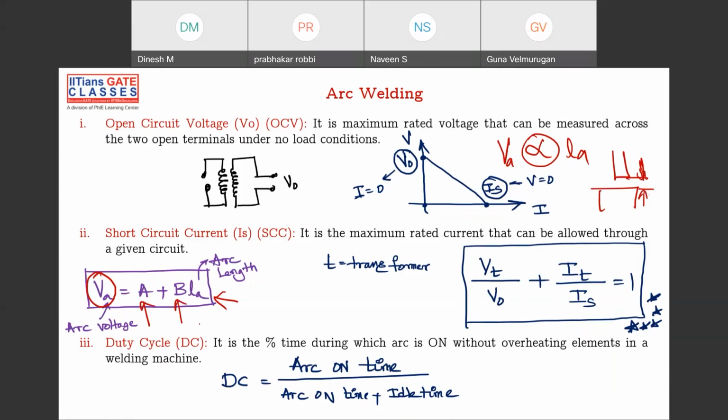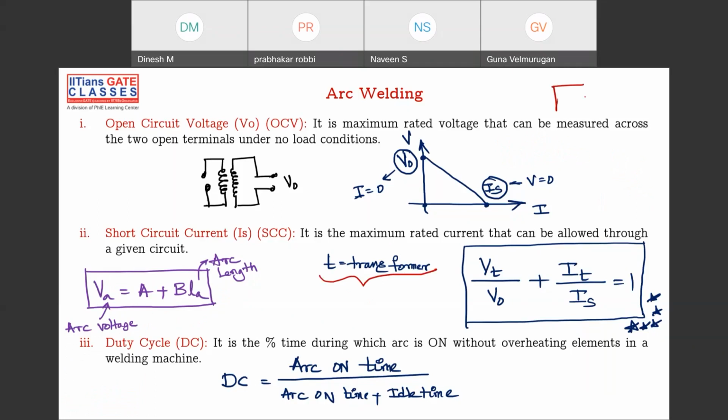Is it right? Are you okay with this equation? Because voltage is directly proportional to the length of the arc, right? So that's the reason why I've just removed the proportionality constant and I've even put an intercept also. Fine. Now, this T represents transformer. The transformer I was talking about, remember, the box welding machine, that is called a transformer actually, right? So this circuit is inside this box. Okay, fine.